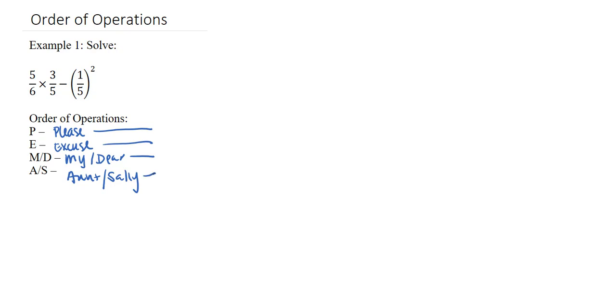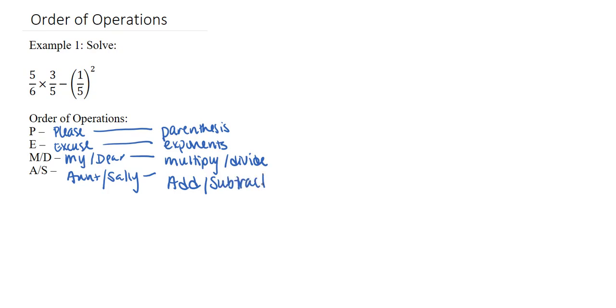And it's not. So the please is for parentheses. The E, or excuse, is for exponents. The M and D stand for multiply, divide. And the A and S stand for add and subtract. So it means that we need to look at this order in order to solve.